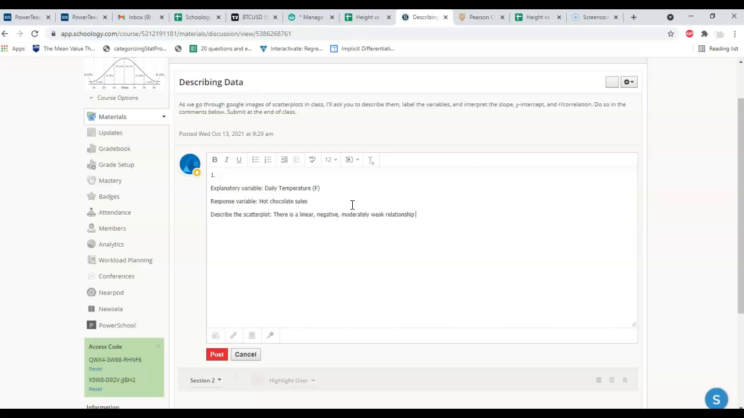relationship. It's very tempting to stop there because you feel like you've done the stats, like you've listed the 3 things. But what am I still missing? The context, right? So between temperature and hot chocolate sales.